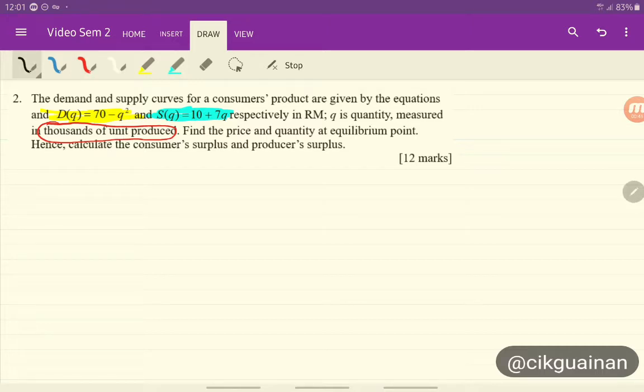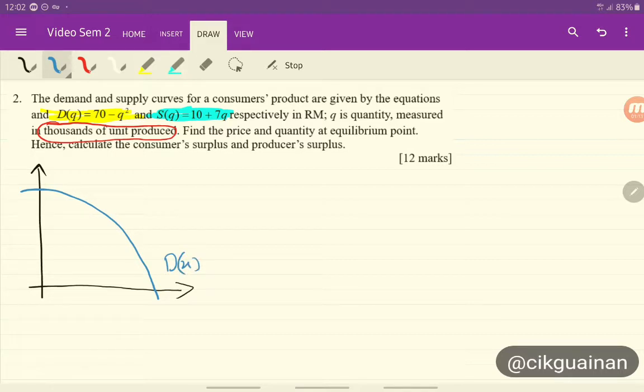Now we find the price and quantity at equilibrium point, which is the market equilibrium point. Before we get into that, perhaps it's helpful for us to sketch first. It's not necessary, but it's better if we can visualize it. So the demand function is a quadratic going downwards, something like this. So this is our D(Q), demand, and our supply is a straight line going upwards like this.